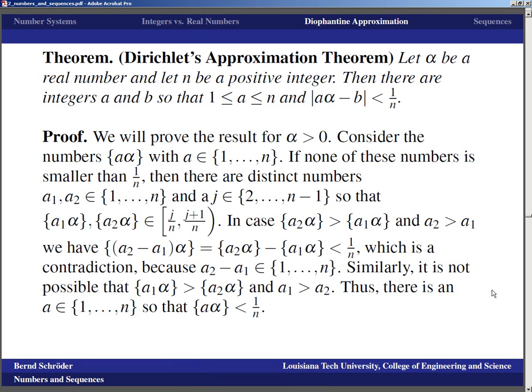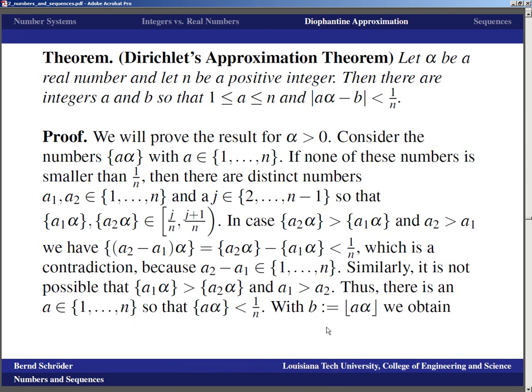You've noticed that I've paused here for a second, and that is because there are a couple more cases. It could also be that the fractional part of a2 alpha is greater than that of a1 alpha and this inequality is flipped, and similarly it could be that this inequality is true and the other is flipped, but in any of these cases we can do a similar computation and get a contradiction. So that means there is an a between 1 and n so that the fractional part of a alpha is smaller than 1 over n.